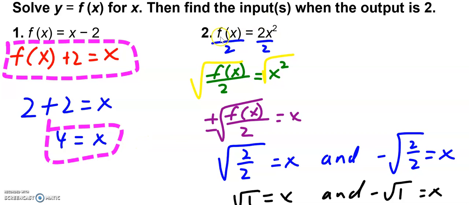Great, nice. For the second one, first thing I did was I isolated the x squared, so I divided both sides by 2, so f of x over 2 equals x squared. I want to get rid of the square, so I take the square root of both sides, and I need to remember to do plus or minus. So x equals plus or minus the square root of f of x over 2.